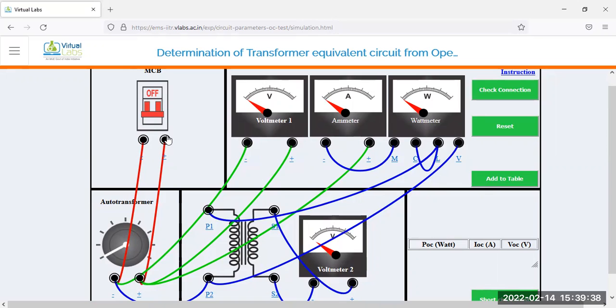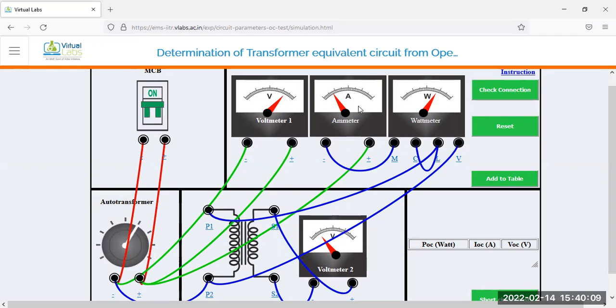If you click on this MCB, the power is on. Next, click on the auto transformer so that the auto transformer supply is given to the winding. Just click here. You will find the movement of the auto transformer. The rated voltage is indicated on this voltmeter.